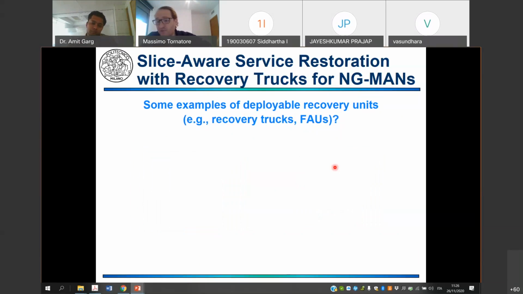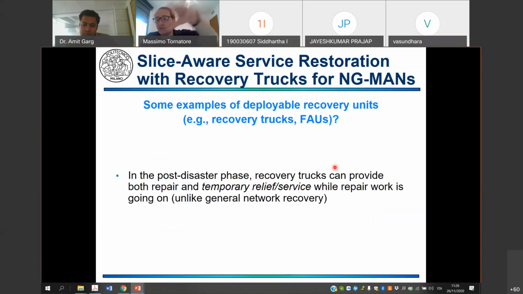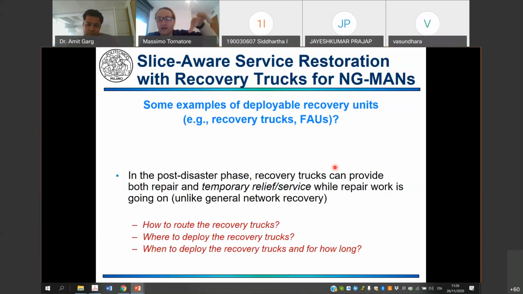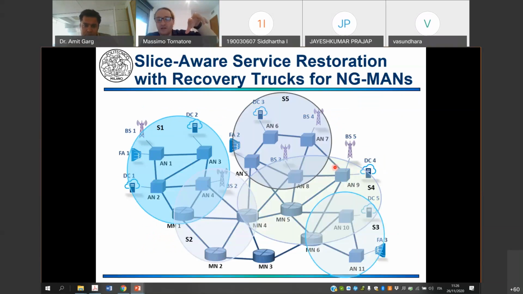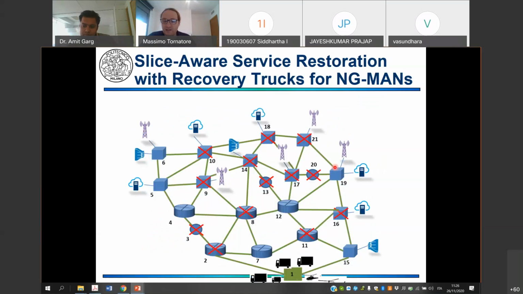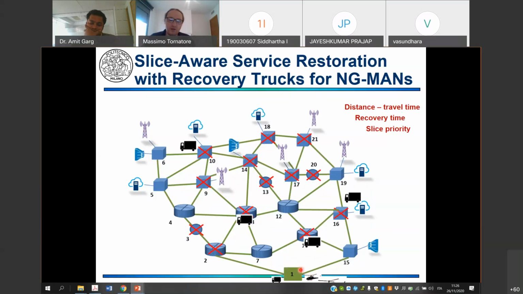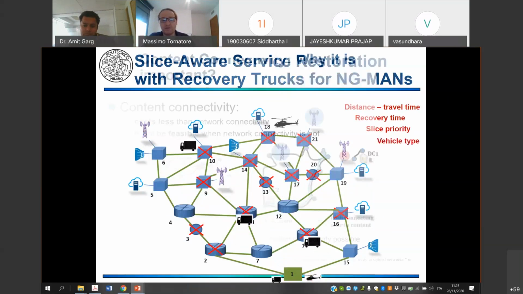So now here there are research problems, right? How do you schedule if you have a network with several elements which are broken? Imagine this network with all these elements which are broken, and you have a depot in which you have all your recovery tracks, and maybe they are helicopters and drones, etc. How do you schedule them in order to provide relief? So this is a very high-level description of these research problems.